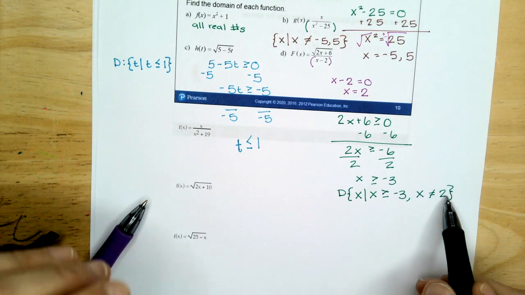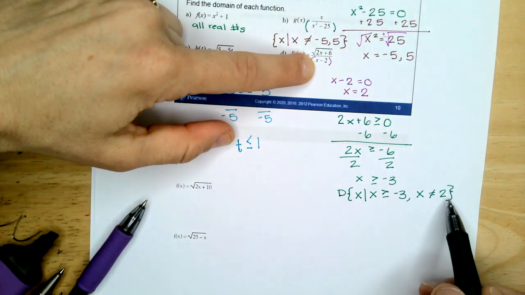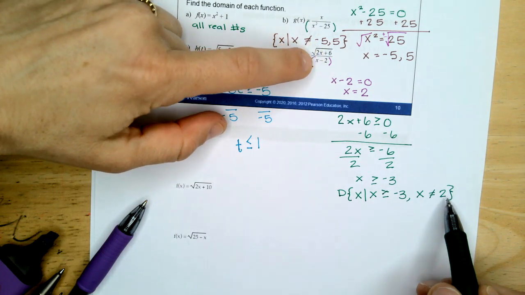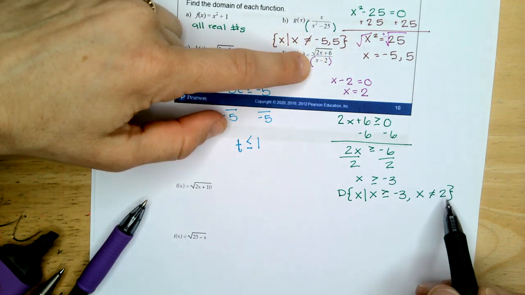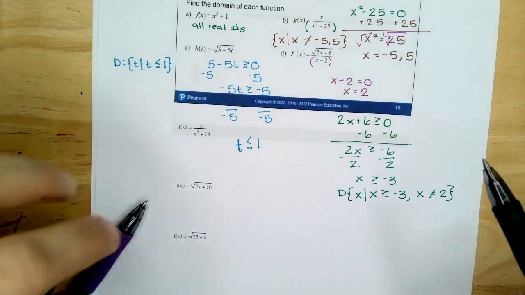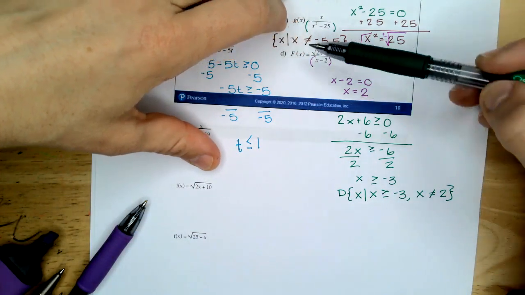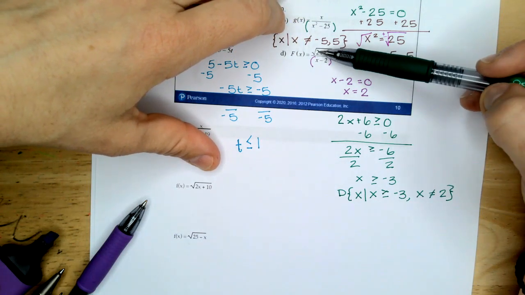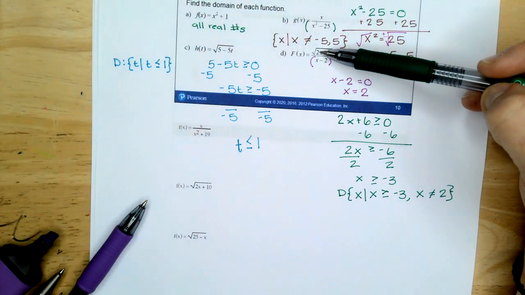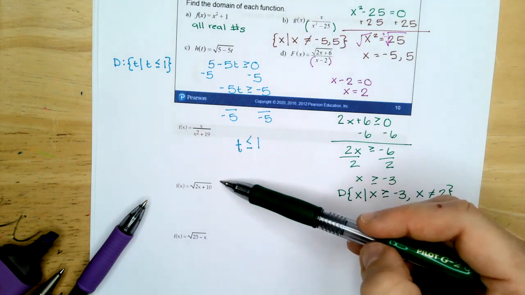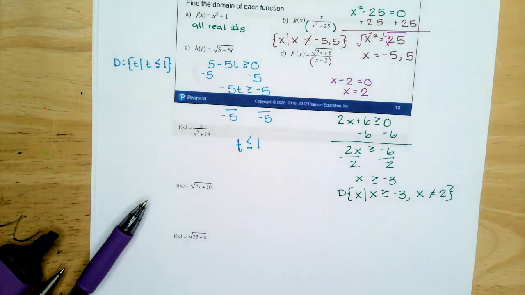Good? If x were 2, it would make a 0 in the denominator, and that would be undefined. And then if we had it less than -3, then we would have a negative number under the radical, which would be an imaginary number, okay? I'm going to do 3 more examples, but feel free to fast forward if you feel comfortable.